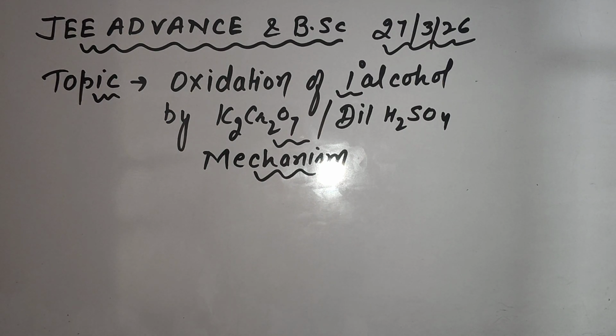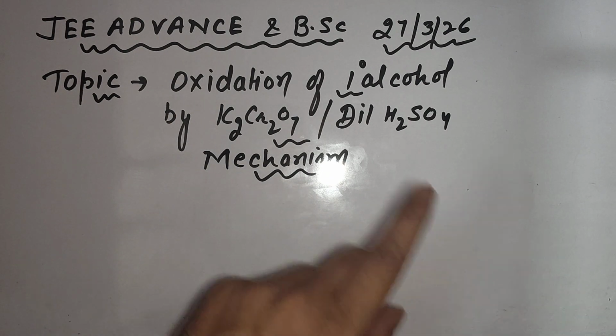Hello students. Yesterday we covered oxidation of alcohol by KMnO4 in dilute sulfuric acid. Mechanisms we have understood. Now it's time to use K2Cr2O7, potassium dichromate. This topic is not involved in 12th level. It's for JEE Advanced and B.Sc. Let's check what is the mechanism behind 1 degree alcohol oxidation by K2Cr2O7 in acidic medium.